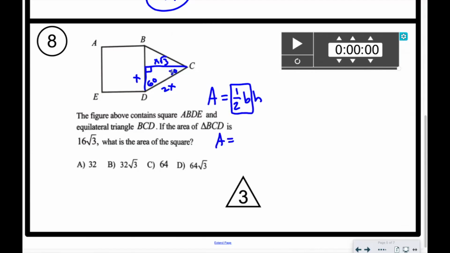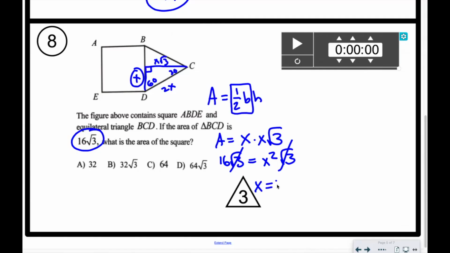Here we can get a little clever. Half the base of the big triangle is this x, and the height is x root 3. And they tell us that the area is 16 root 3, and that's x squared root 3. Well, the root 3's cancel. x squared equals 16, so x is 4.